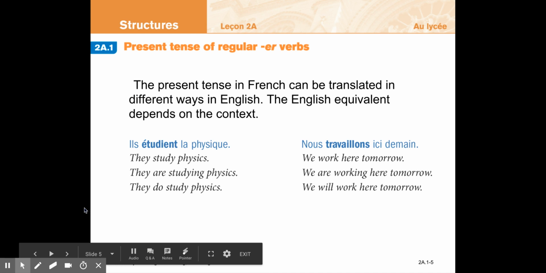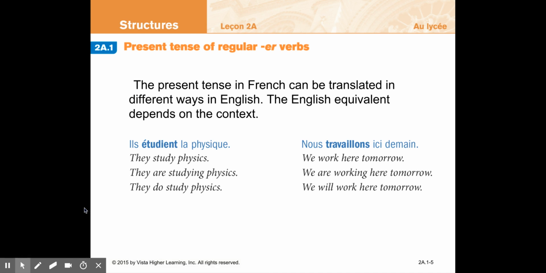The present tense in French can be translated in several different ways in English. And the way that we say it in English can often be very confusing for French speakers. So, for example, the sentence "ils étudient la physique" could be "they study physics." It could also be "they are studying physics," like right now, they are in physics class and they are studying physics.